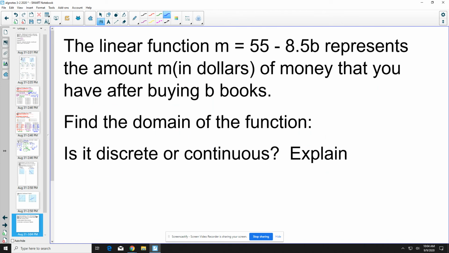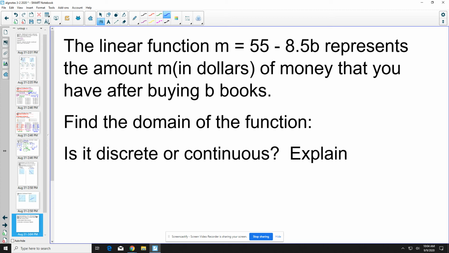Okay, we have one last problem. It says the linear function m equals 55 minus 8.5b represents the amount m in dollars of money that you have after buying the books. So m is how much money. B is how many books you buy. M is how much money after you buy some books. Find the domain of the function. Now remember, the domain are all your x values. It's your input. Your domain is your input. So the domain would be your b. It's how many books you're buying.